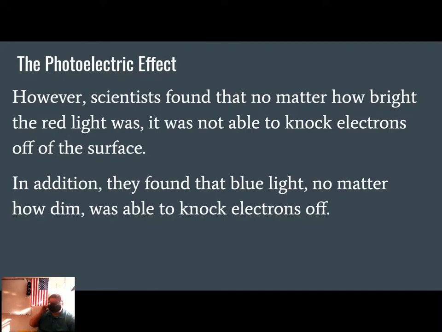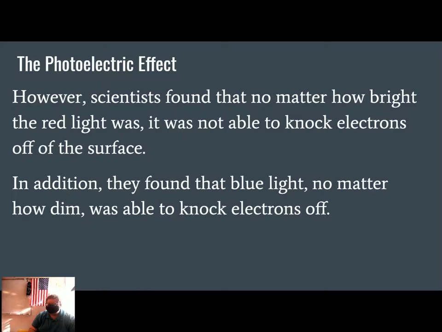Okay, so they do the experiment with blue light. Of course, blue light, we talked about previously, knocks the electrons off, no problem. So blue light has lots of energy. How do we reduce the amount of energy that blue light has? Well, we turn the light down. We make it really dim. And they found out that no matter how dim the blue light was, it still was able to knock electrons off. So this is quite a conundrum. Red light, no matter how bright, will never knock an electron off. Blue light, no matter how dim, will always knock an electron off. How can you possibly resolve this, right?